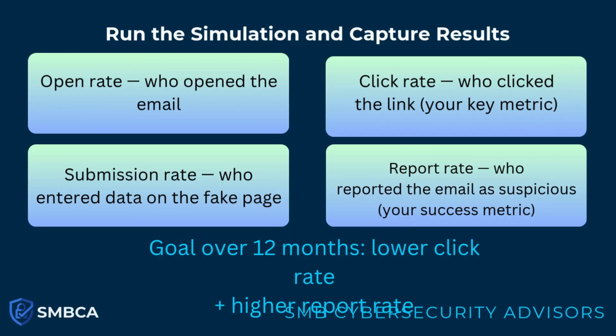Run the simulation and capture results. With GoPhish, you'll see in real time who opened the email, who clicked the link, who submitted data on the fake landing page, and who reported the email as suspicious. With the KnowBe4 free tool, you get a summary report after the simulation window closes. Record the results: click rate, report rate, submission rate. These are your baseline metrics. Your goal over the next 12 months is to reduce click rate and increase report rate with each successive simulation.